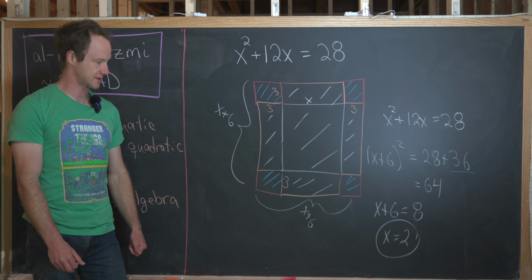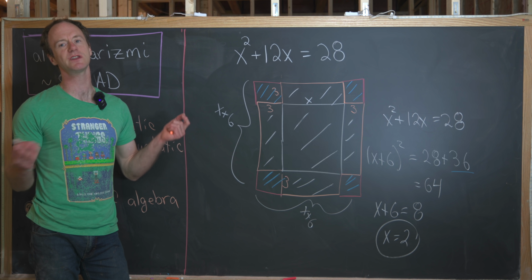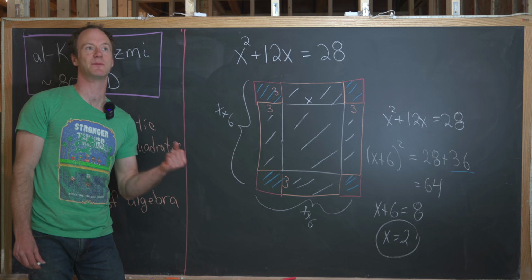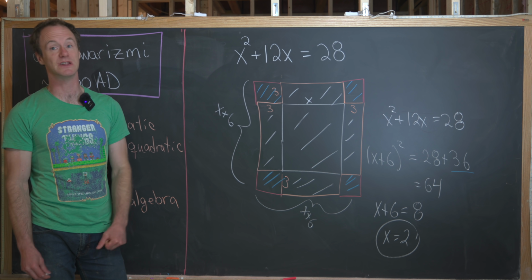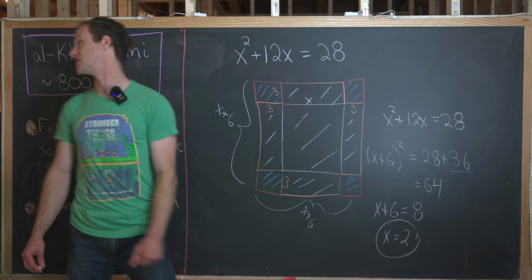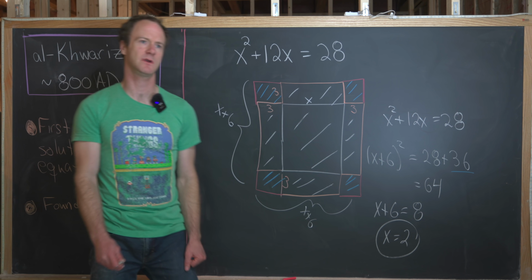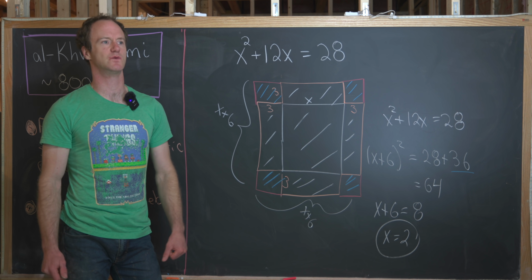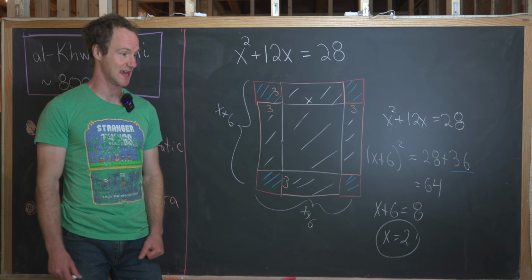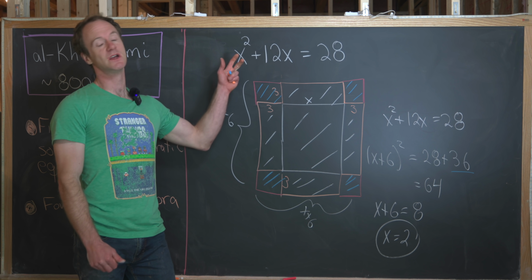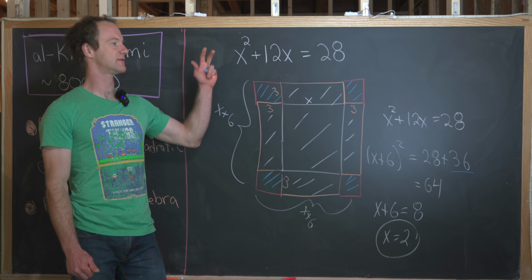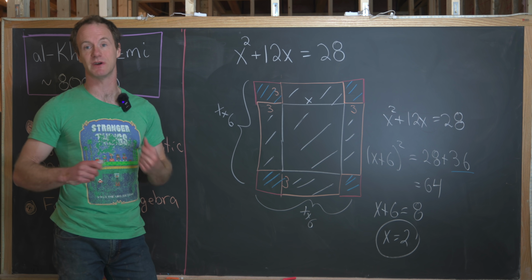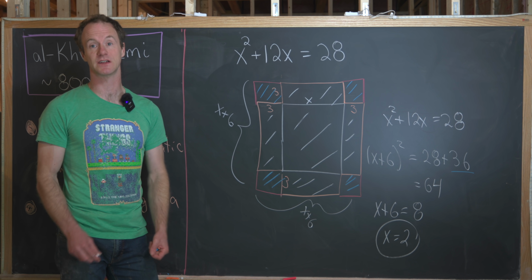So as you can see, this is really just a geometric interpretation of something that we would today call completing the square. But as I mentioned, during Al-Khwarizmi's time, this symbolic calculation, which is fairly standard today, was not super common. So all of these problems were often passed to geometric interpretations. And that's a good place to stop.